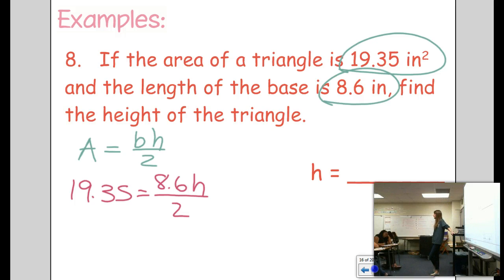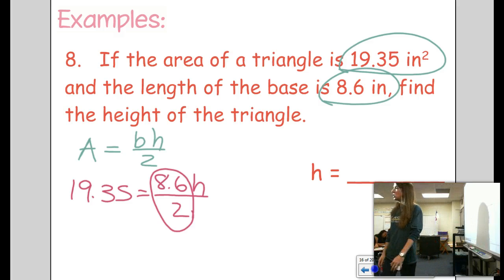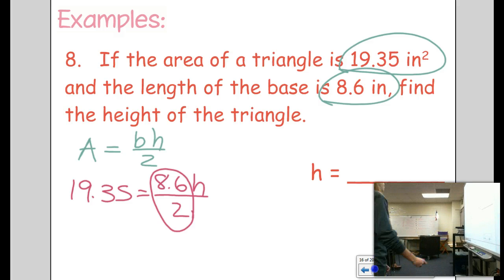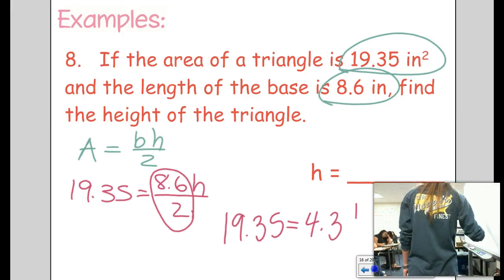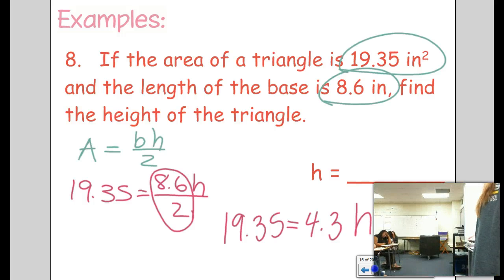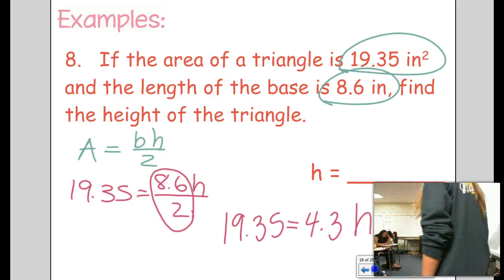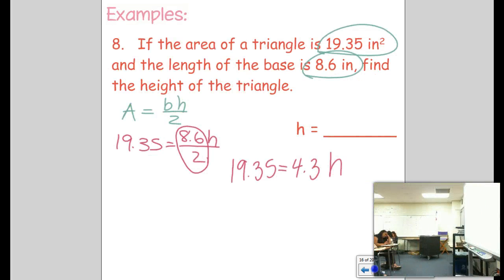What I recommend, because this could get a little ugly a little fast, is that you divide this right here. Go ahead and simplify this right here. What is 8.6 divided by 2? 4.3. You can do that in your head. So we've got 19.35 equals 4.3H. What's the opposite of multiplying? We're almost done with this problem. Divide. Everyone do 19.35 divided by 4.3. I hope you know how we did that. That sunk in. Did you multiply by 2? And then 5. Very good.